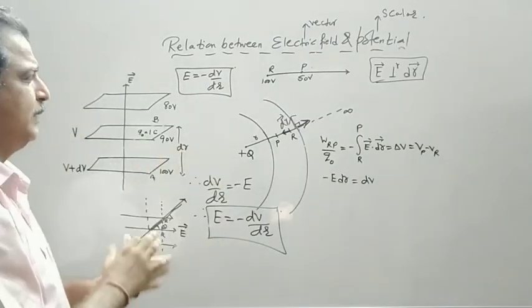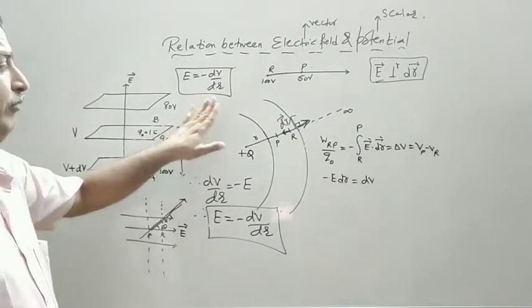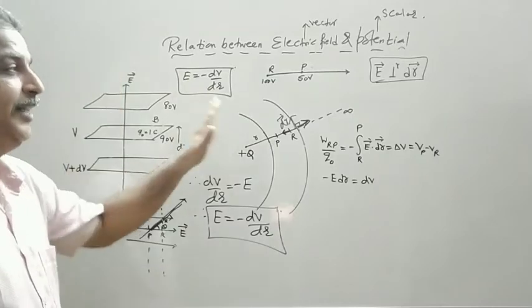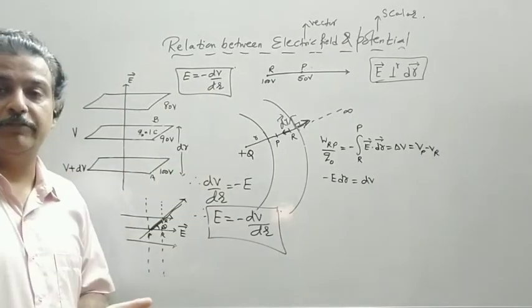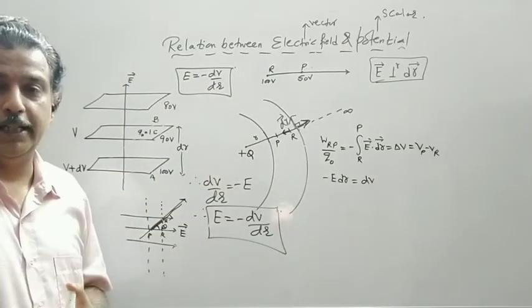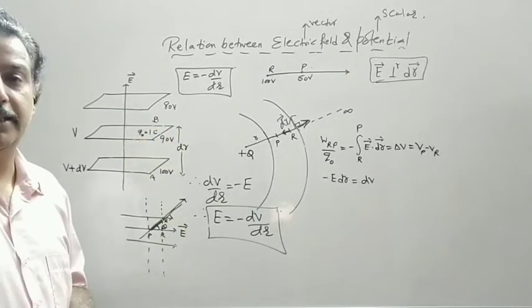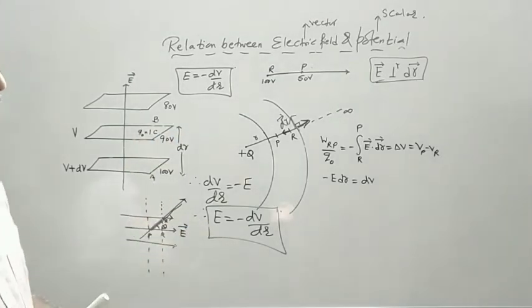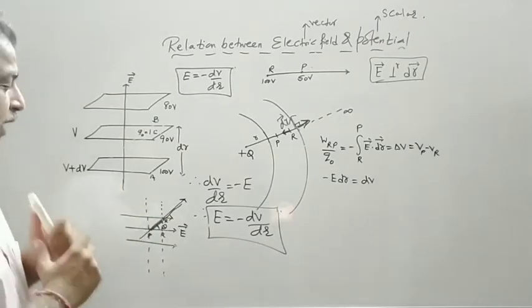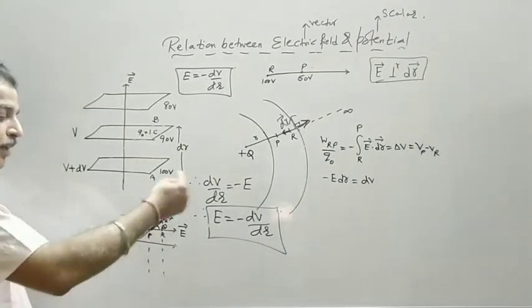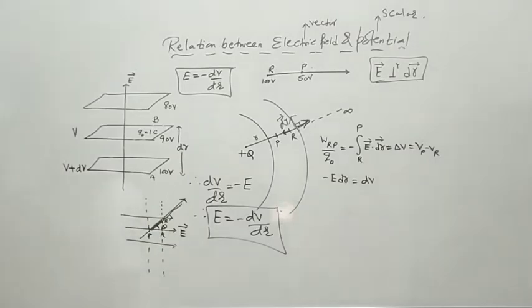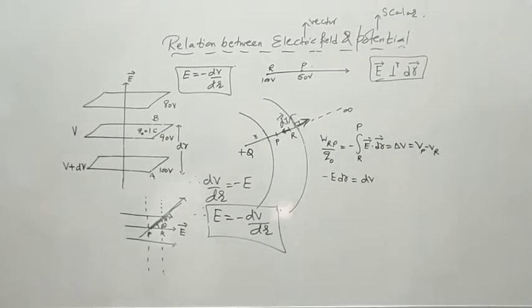So let us see the next possibility of the relation between electric field and the potential. This was a simple case where we moved radially in the direction of the field or opposite to the direction of the field. It is very easy to apply this formula in that situation. Now we will see what will happen if you are moving making an angle theta with the electric field.